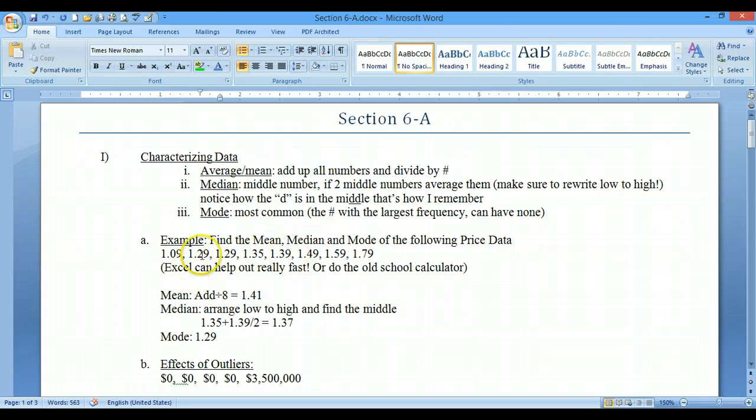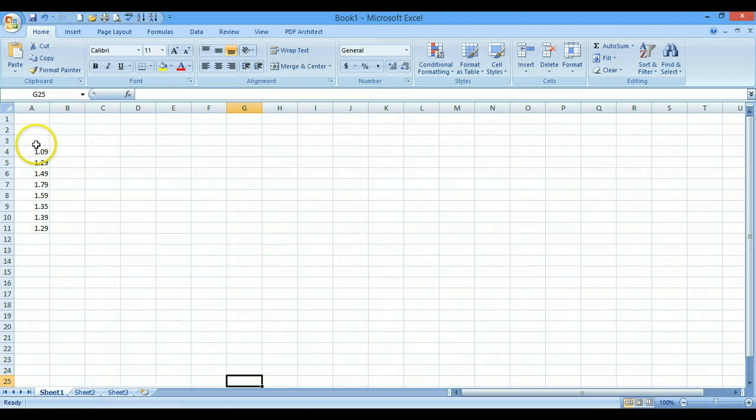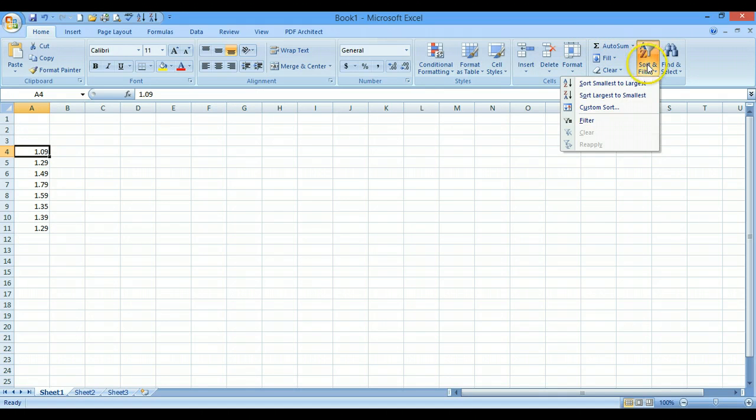Let's go with our first example. Find the mean, the median, and the mode of this price data. Excel is really convenient. Now, these are actually listed from low to high, but I reorganize them because frequently they're going to be not from low to high. So I've already typed it into Microsoft Excel. I'm going to come over here and say I want to sort this from smallest to largest. And that was really fast.